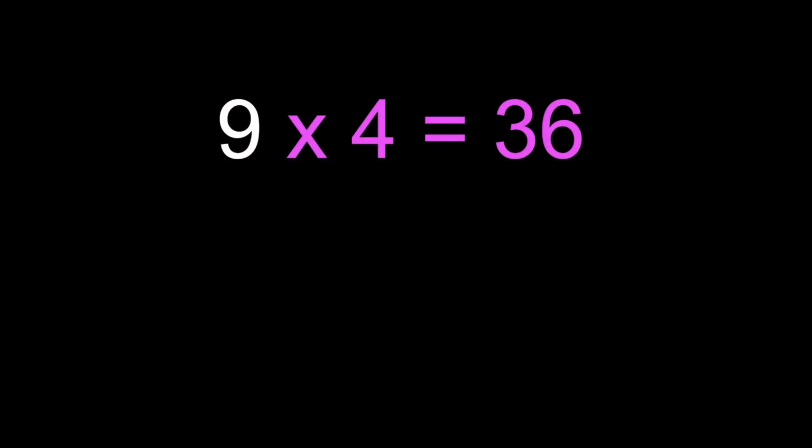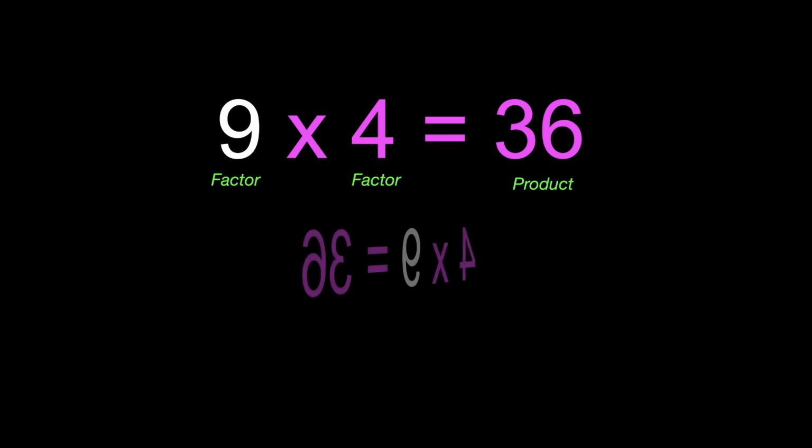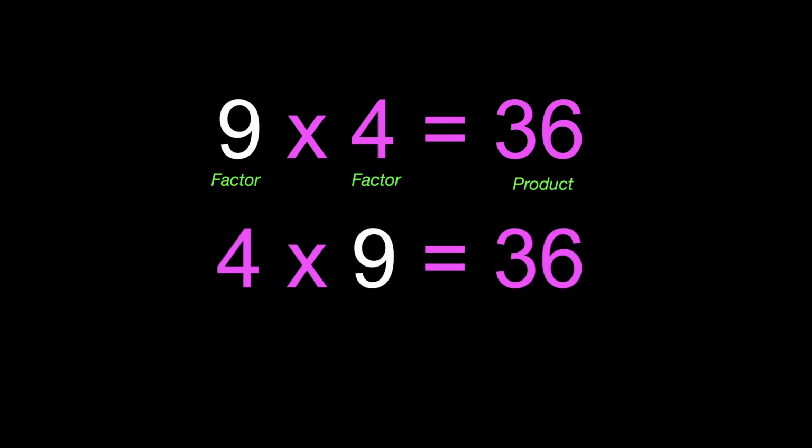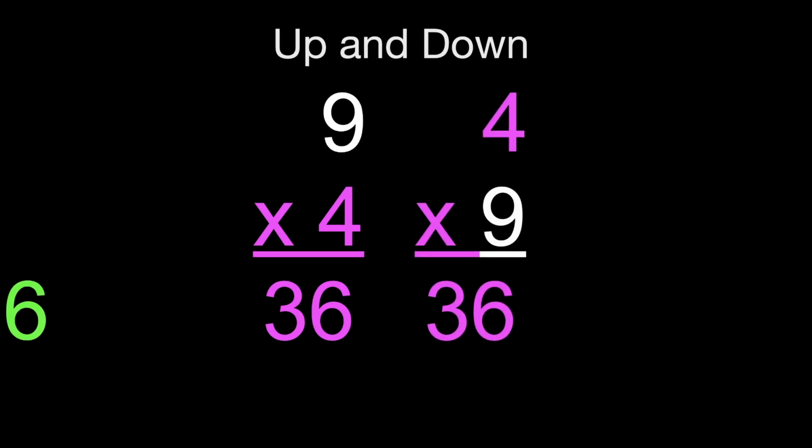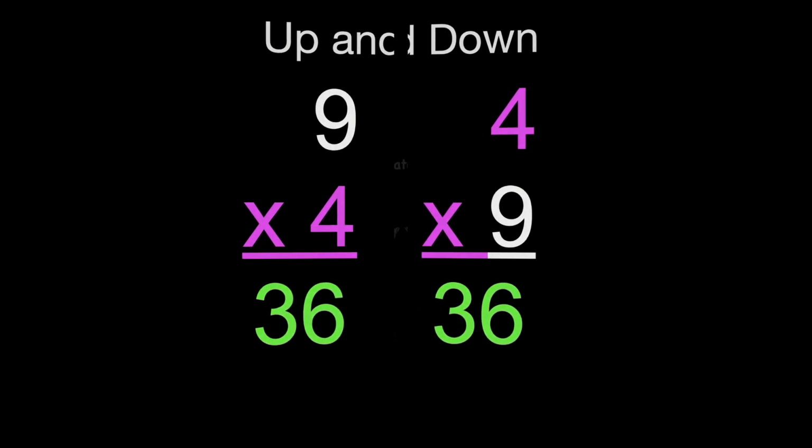The numbers that you multiply, for example, 9 times 4, are called factors. The answer of 36 is called the product. Remember that you can switch your factors and you'll still get the same answer. You can also go up and down. For example, 9 times 4 is 36, and if you change it to 4 times 9, it'll be the same.